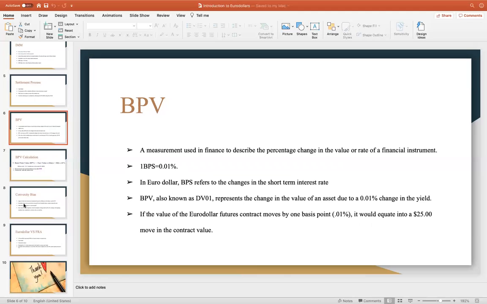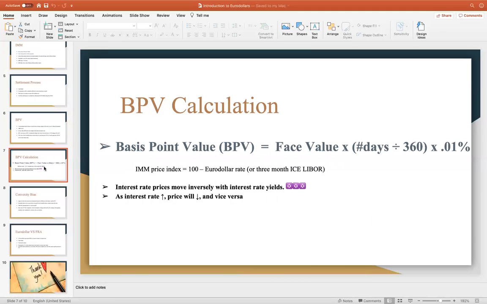So let's say if the value of the Eurodollar futures contract moves by 1 basis point, it would equal a $25 movement in the contract value. But how to calculate the basis point value? It can be calculated as the face value times number of days divided by 360 times the 0.01%. And as I mentioned before, the IMM price index is equal to 100 minus the Eurodollar rate.